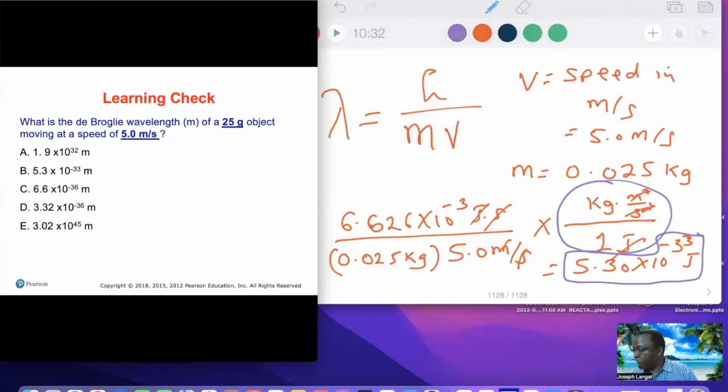By the way, this is wavelength. I meant to say the wavelength here is in meters, not joules. Looking for the wavelength in meters. And that is two significant figures. It's going to be 3 right here, which is B. This is B.